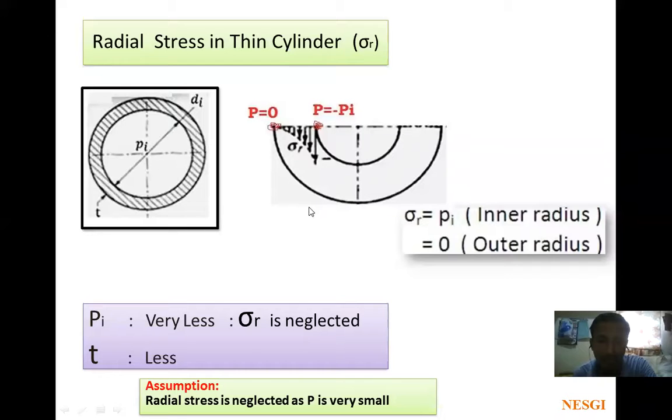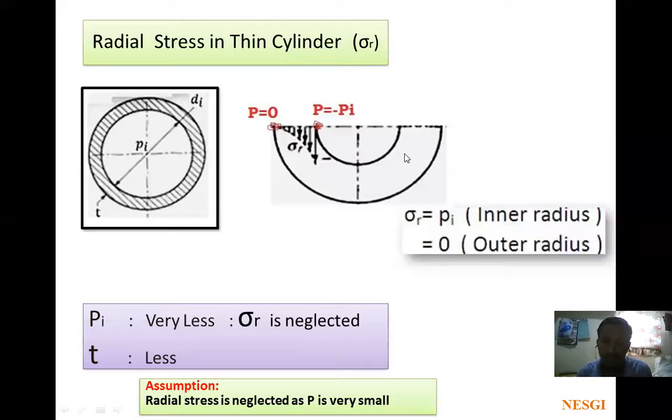Okay, so this radial stress is neglected as P is very small. So we are going to neglect the radial stress in case of the thin cylinder. So this is about the three types of stresses that will be induced in the cylinders.